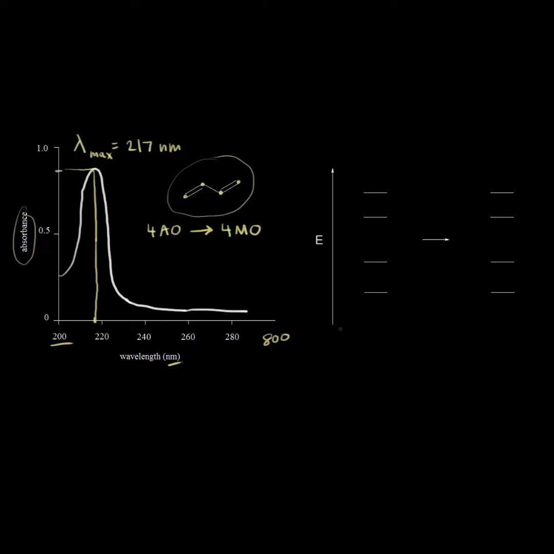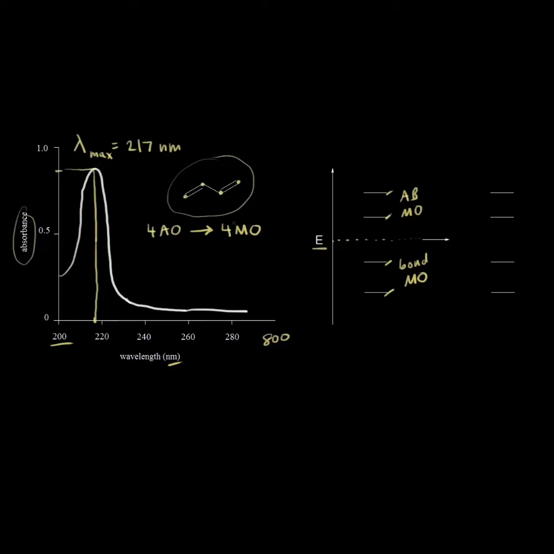Let's go over here and look at the 4 molecular orbitals, and we're going to focus on the left side first. The bonding molecular orbitals are lower in energy than the anti-bonding ones. So this orbital and this orbital are our bonding molecular orbitals here, and these are the anti-bonding molecular orbitals. You can see energy is increasing, so the anti-bonding molecular orbitals are higher in energy.